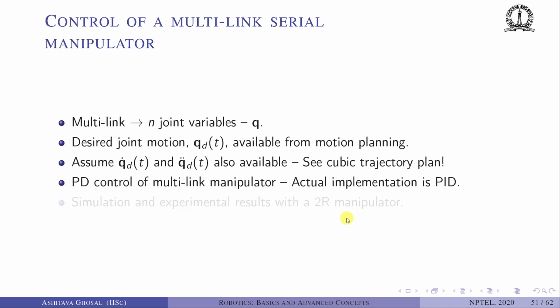In this lecture, we'll look at PD control of a multi-link manipulator. The actual implementation is PID. As discussed, we always add an I part, which will get rid of the steady state errors. But as far as analysis is concerned, we stick to PD because it is simpler to do. I increases the order of the system. We will look at some simulation and experimental results with a 2R manipulator.